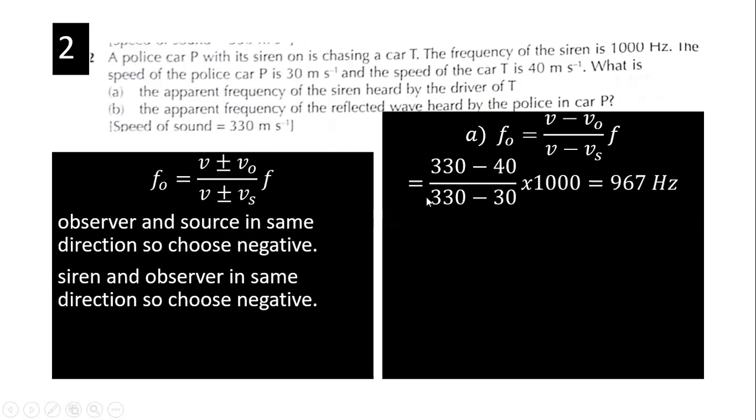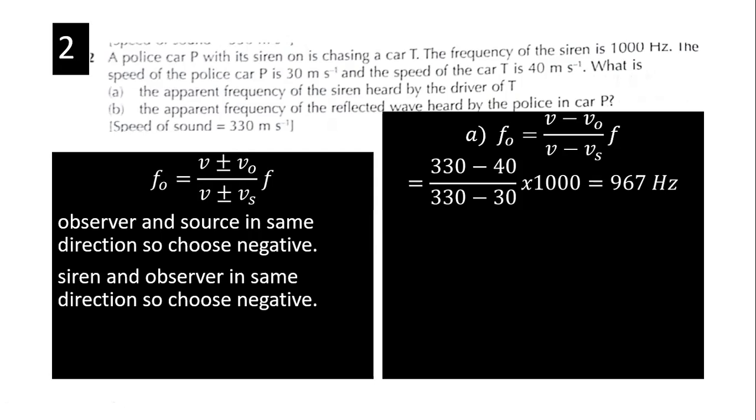Now put in your values. Speed of sound. The observer, that's the speed of car T. And then VS, the siren. That one, VS. And that is your frequency. Calculate it out. Next, the apparent frequency of the reflected wave heard by the police in car P.